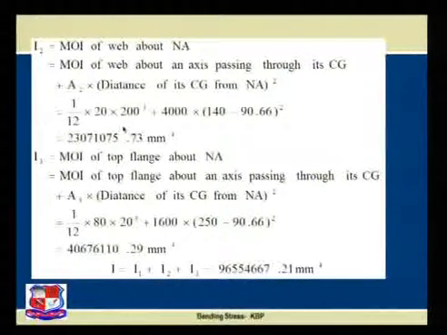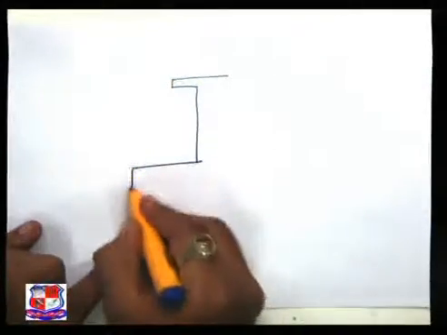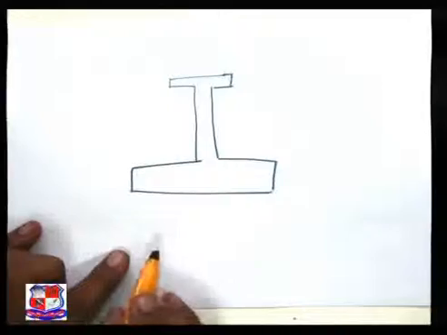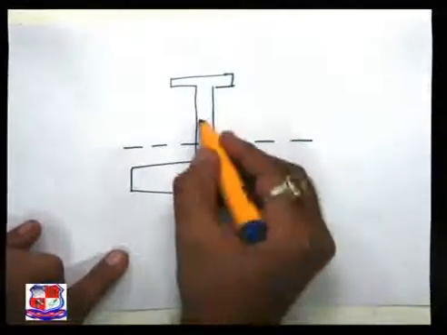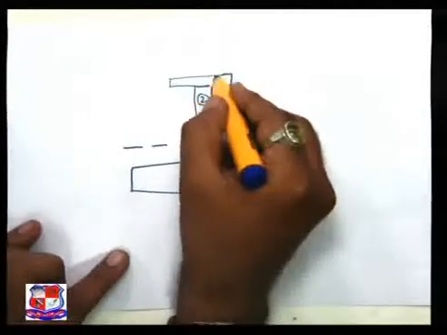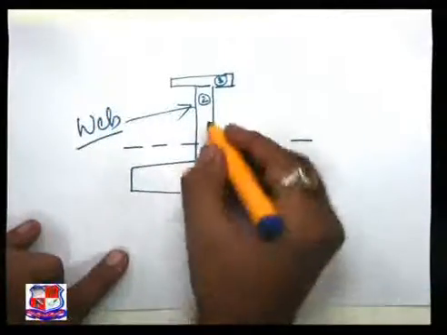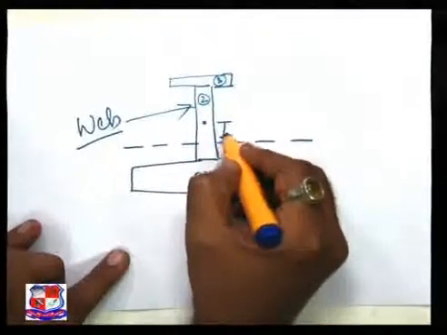If you want to refer to how it has been achieved, please refer to this table top. The given section is like this. We found the neutral axis like this. Now this is the first part, second part, third part. The second part is known as the web. Its own CG is acting over here. This will be my H2.